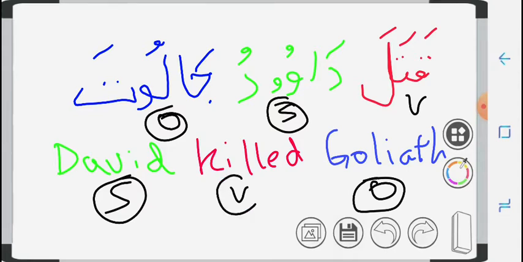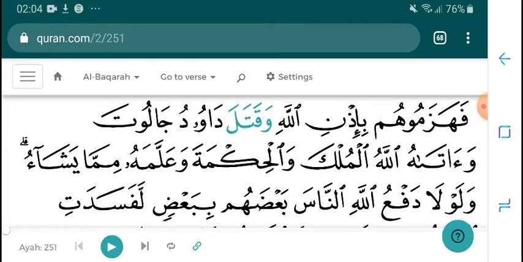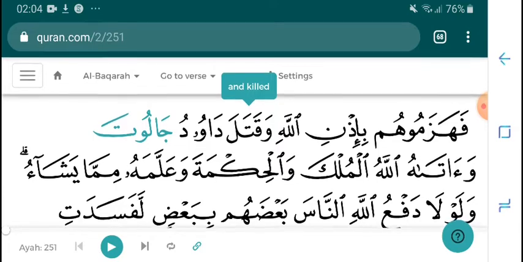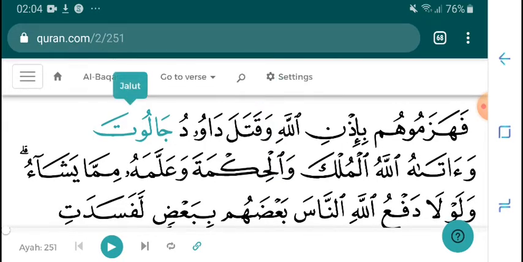So we've had the verb, so we know that that's the verb. So we know qatala means killed, or he killed. Now in translation, what you might find is, if we go here, it says and killed. Okay, now in that killed, it actually means he killed. Now who is the he? We don't know who the he is until we look at the vowel sign on this, the last vowel sign on Dawudu. And who's been killed? Jaluta. How do we know that? Because of the sign on the end, the fatha.